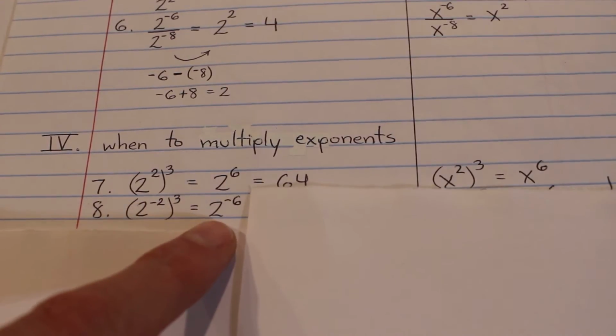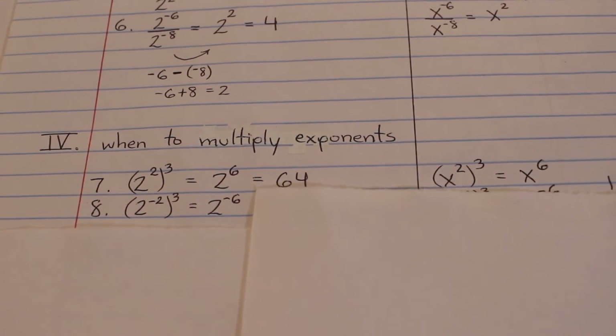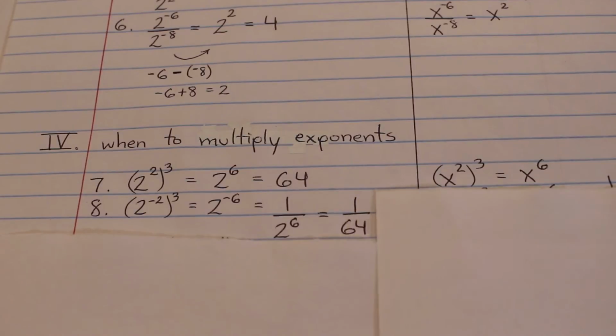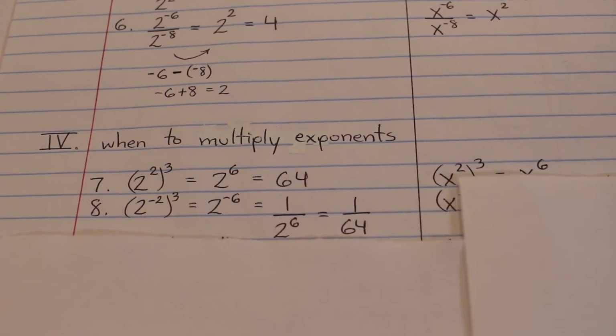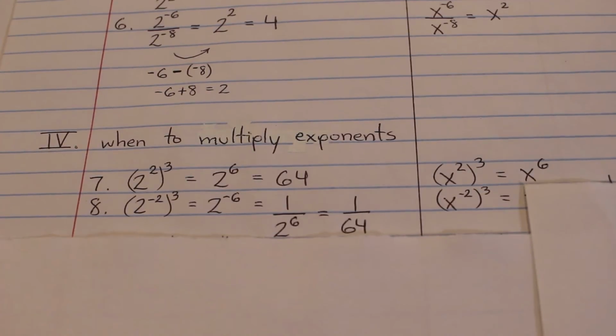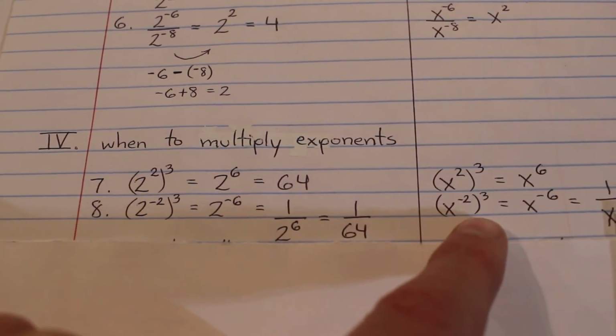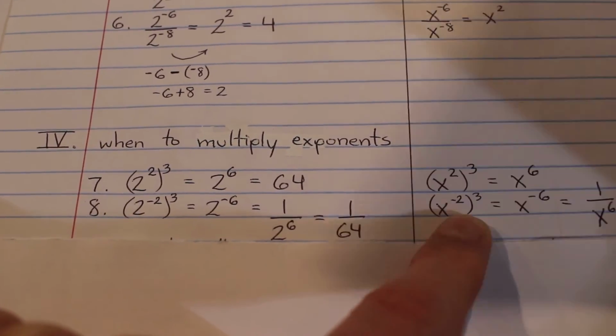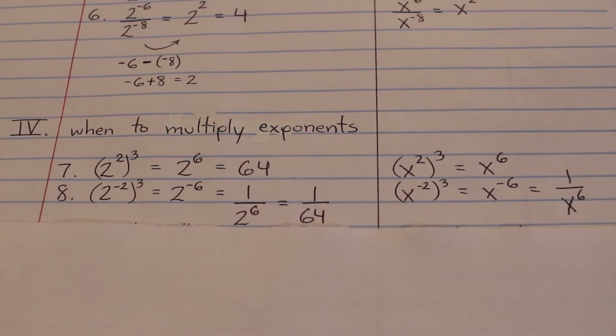So you'll get 2 to the negative 6. And this is the first thing we covered in the first section. That's 1 over 2 to the positive 6, or 1 over 64. That's tricky. Here it is again with x's. You multiply the exponents, and you get 2 times negative 3, or negative 2 times 3, negative 6, and that's the same as 1 over x to the 6th, like that.